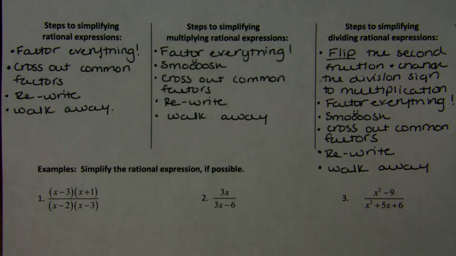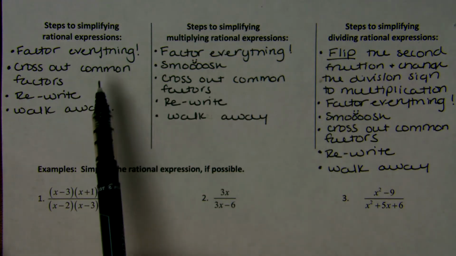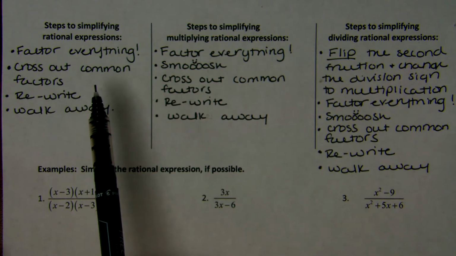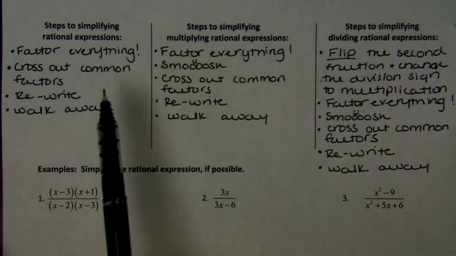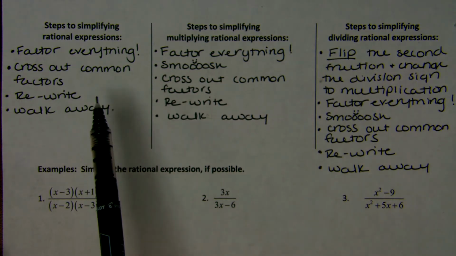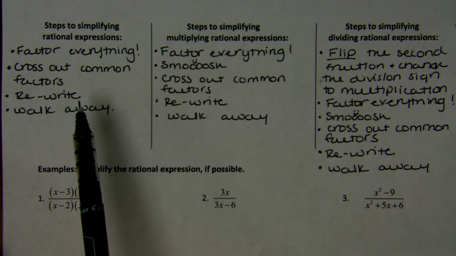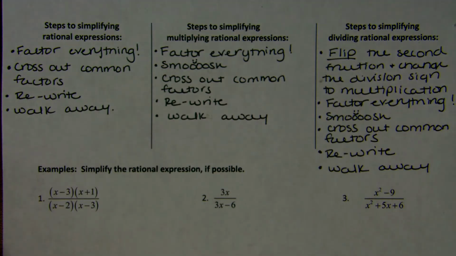All right, guys, so to simplify rational expressions, the way we do this is we first factor everything. You want to factor completely as you can factor. After you have factored everything, you're going to cross out common factors, things that are the same in the top and the bottom. And remember that they have to be exactly the same. After you've crossed out those common factors, you're going to rewrite the expression without the common factors. So you're going to make it look as simple as possible, no common factors. And after you do that, you're going to walk away. Just leave it alone. Don't do any more multiplication, just walk away. Leave it as simplified as you can.